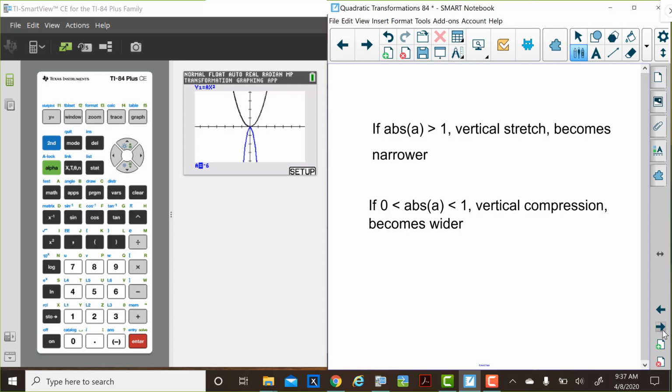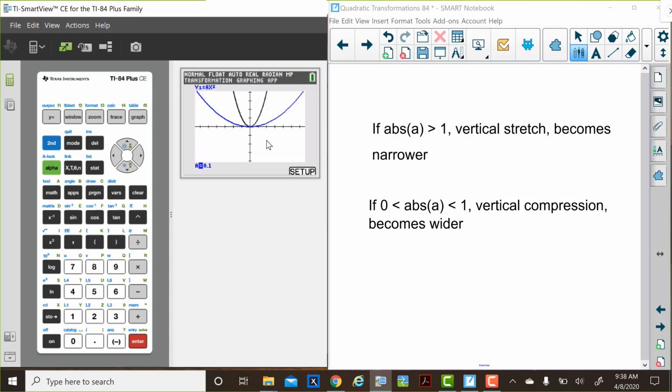It became wider. Let's look at a value, for example, if Judy will change the a value back to 1/10, simply by typing 1/10 followed by enter. When the value of a is between 0 and 1, it appears that the graph is wider compared to the parent function. And the reason for that, of course, is because the y values are not increasing as rapidly as those of the parent function.